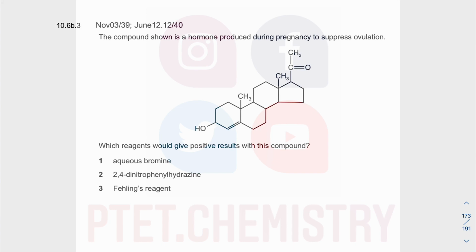With this next question, it's a hormone produced during pregnancy. Not that you need to know anything about it. What reagent would give positive results? Okay, identify the functional groups. Very, very important. This thing there, that is an alcohol. The carbon with the OH is bonded to 2 other carbons. This is a secondary alcohol. This is an alkene, a carbon-carbon double bond.